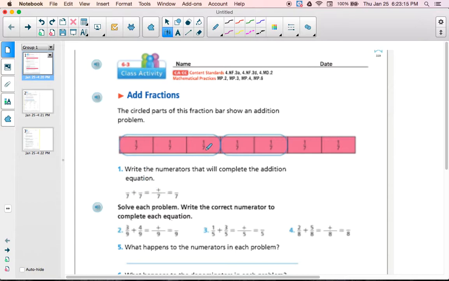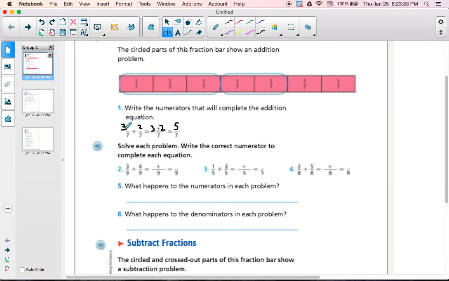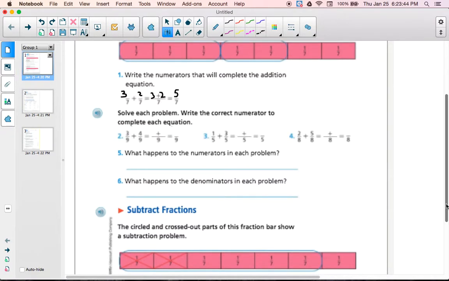If I take 3 sevenths plus 2 sevenths, that's 3 plus 2 sevenths is 5 sevenths. Okay? So using what I just showed you in problem number 1, complete 2, 3, and 4. And then answer problems 5 and 6. All right? Pause the video and do that, and then start it up again.